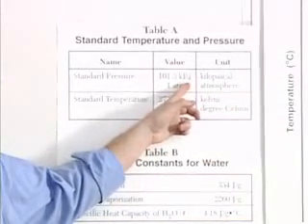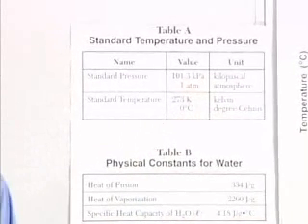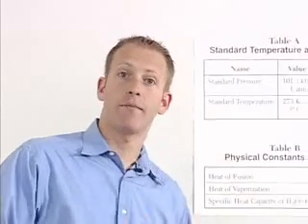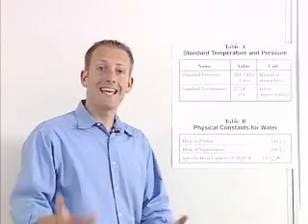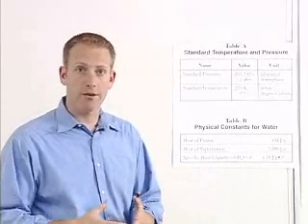For pressure, you need to know about two units. You need to know about kilopascals and atmospheres. So standard pressure is 101.3 kilopascals, or the equivalent in atmospheres, 1 atmosphere. For temperature, the standard temperature is 0 degrees Celsius, or 273 Kelvin, equivalent temperatures.